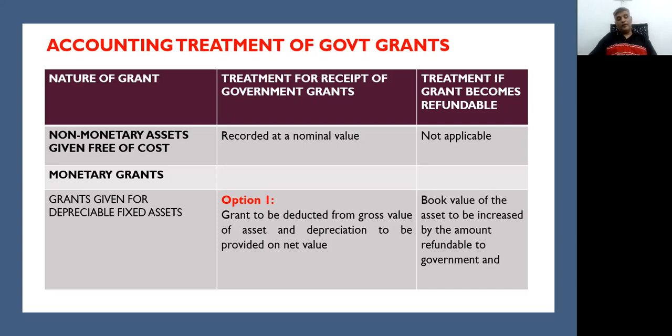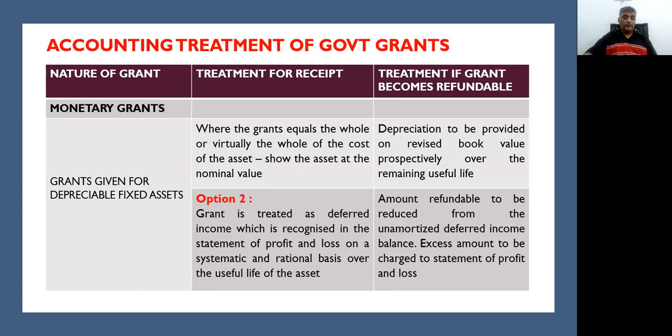This is very important, right? Now they say where the grant equals the whole or virtually the whole of the cost of the asset, you should show the asset at a nominal value. Let's take if the plant and machinery is 10 lakhs and the grant value is like 9,50,000, it almost equals the whole value of the asset. Then we need to show the asset at its nominal value. This is the first option.